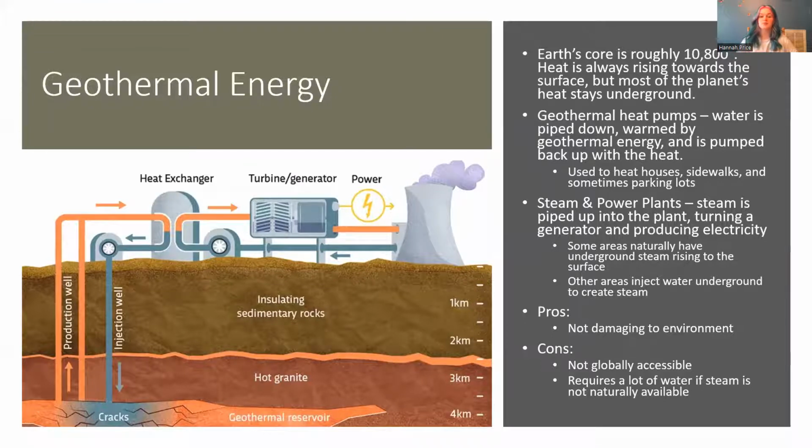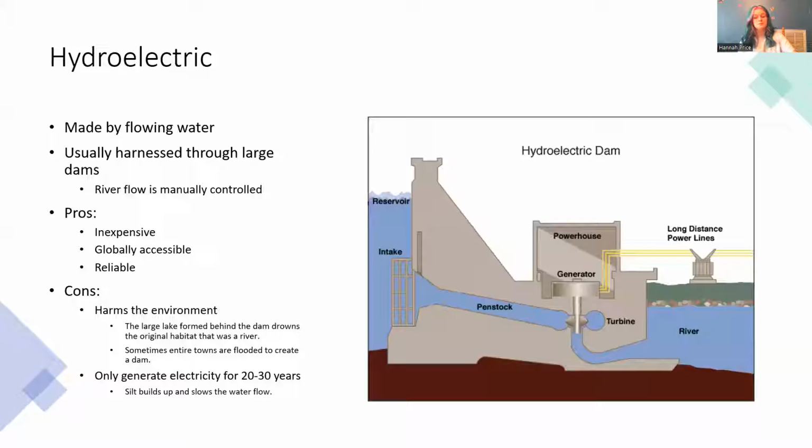Now, in some areas, this is a very viable option because there's already steam underground and they just have to make a pipe so it can come up. In other areas, they have to inject water underground because that steam's not already there. So this is not damaging to the environment, but because not all areas have that steam, and usually it's drier areas that don't already have that steam down there, pumping the water can use a lot of their resource that they need for drinking and other things.